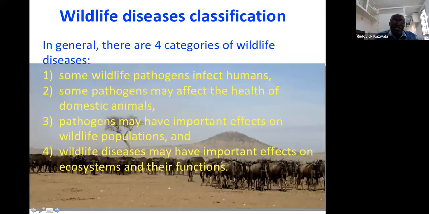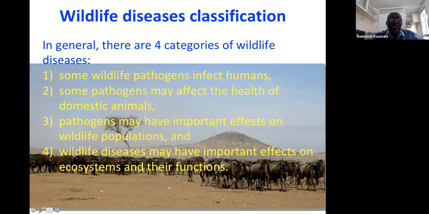And as was introduced in one of our works, the PREDICT work, we did a lot of sampling of non-human primates, rodents, and bats to determine if there are viral pathogens which can be shared between animals and humans. We can classify wildlife disease into 4 categories.